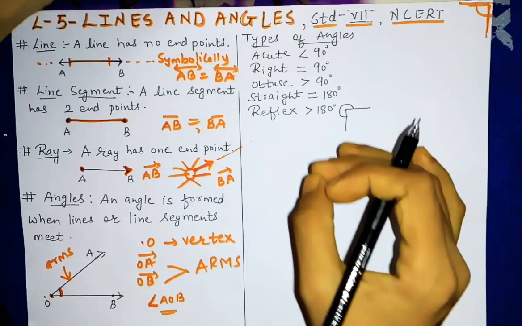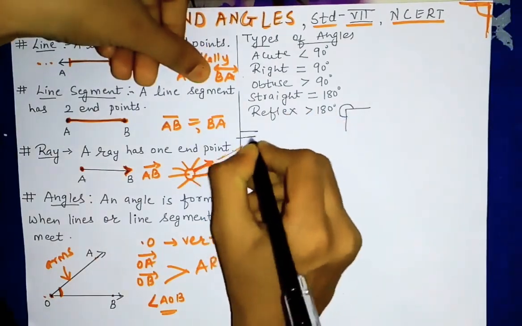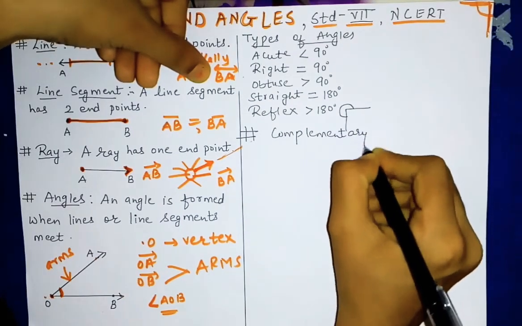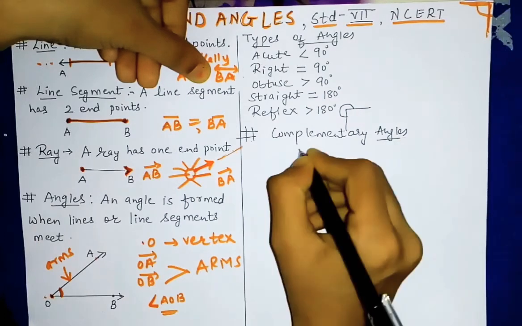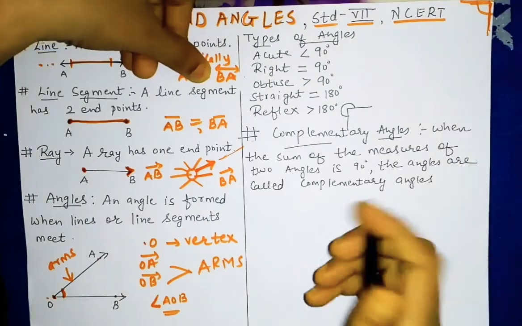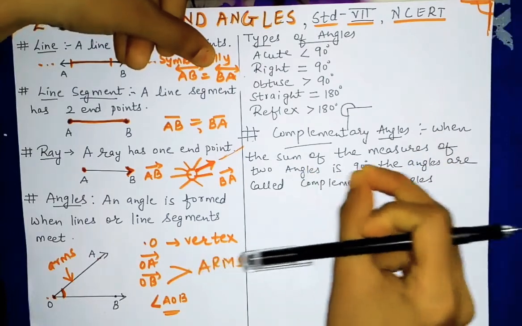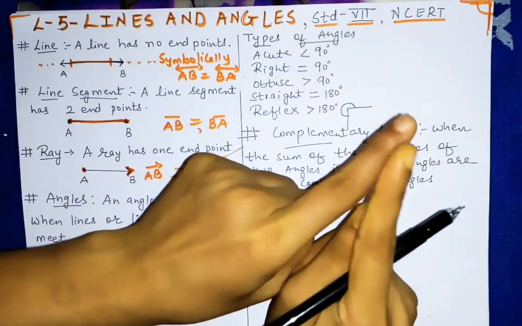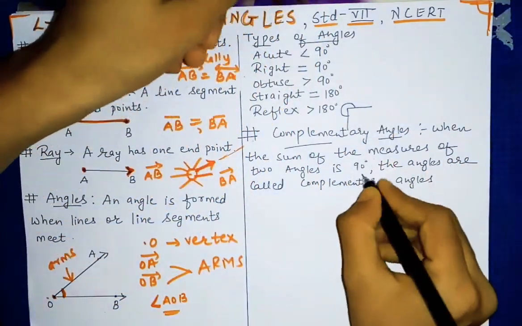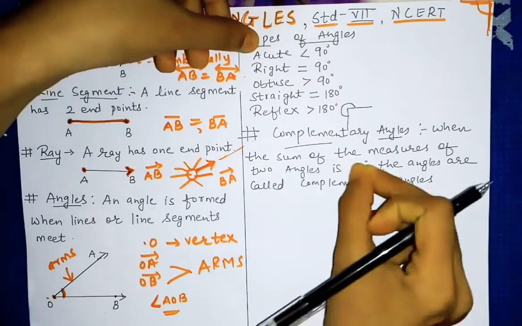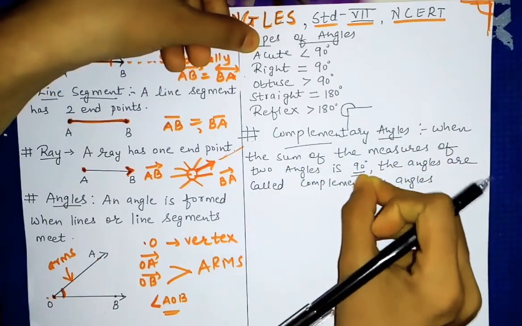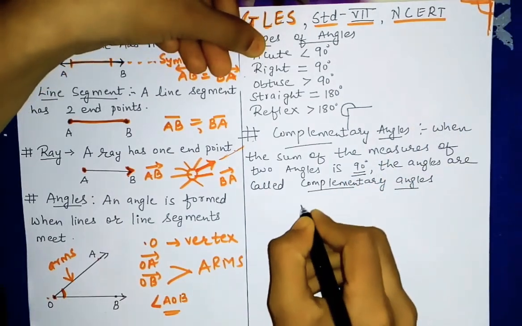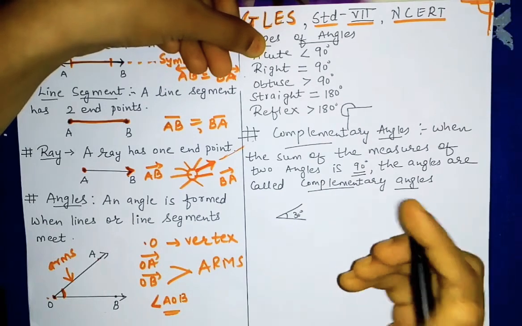Now in this chapter you will learn about a new topic, that is complementary angles. So we will see what are complementary angles. Complementary angles means when the sum of the measures of two angles is equal to 90 degrees. Whenever the total of any two angles is 90 degrees, then such angles are called complementary angles.